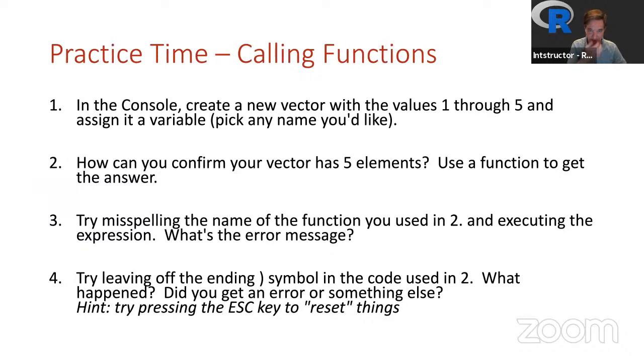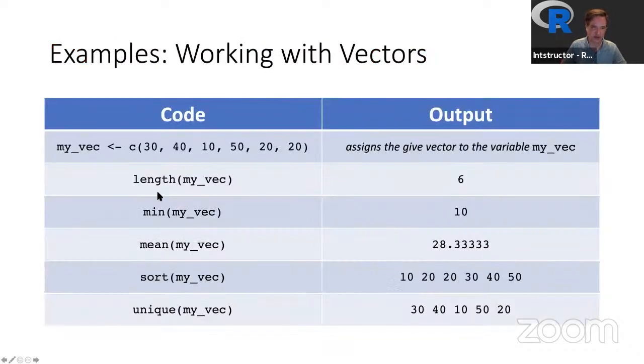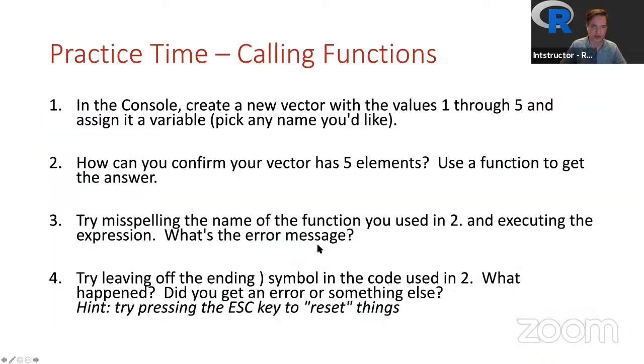It's time for practice time again. I'd like you to go through again, working with vectors, but we're also going to use some functions from this previous example. You can use some of these, for example, to get some information about the vector. So for example, I'm going to ask you to create a new vector. Maybe try to do this from scratch. Try to recall from the previous section how we can make a new vector with values 1 through 5 and assign it to a variable.